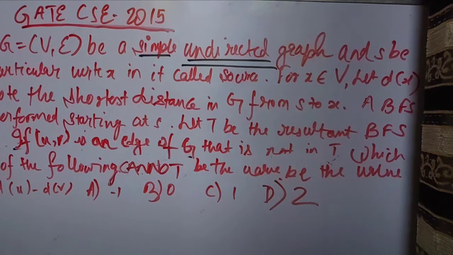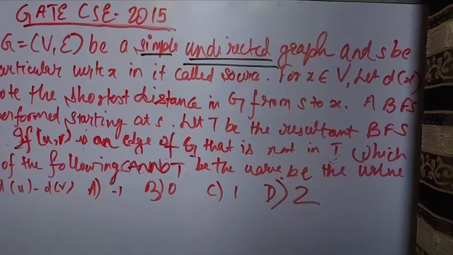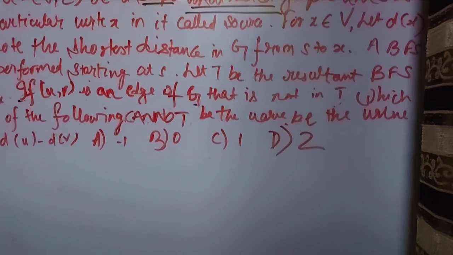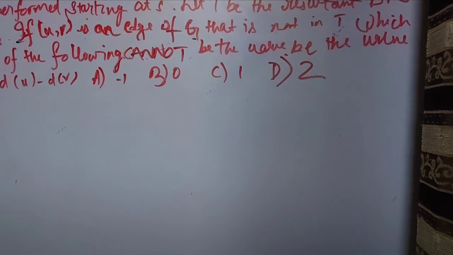If (U, V) is an edge of G that is not in T, meaning the (U, V) edge is in G whereas it is not in T, which one of the following cannot be the value of du minus dv? Here it is asking which one of the values in the given options cannot be the value of du minus dv. So to answer this question we could take some examples. Taking examples while dealing with this question is an efficient way. So let's try out the first example.